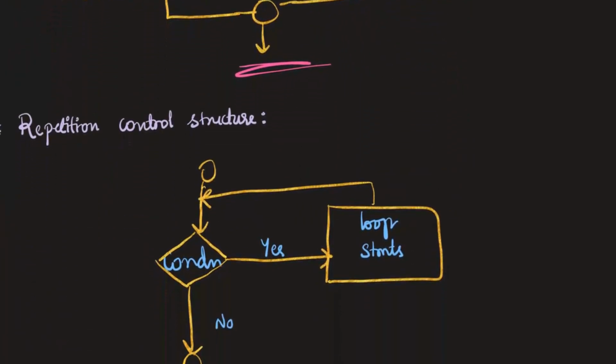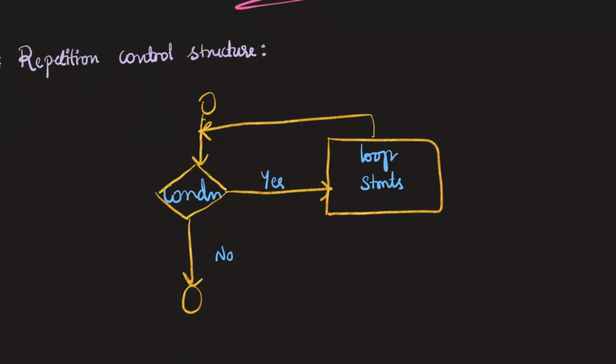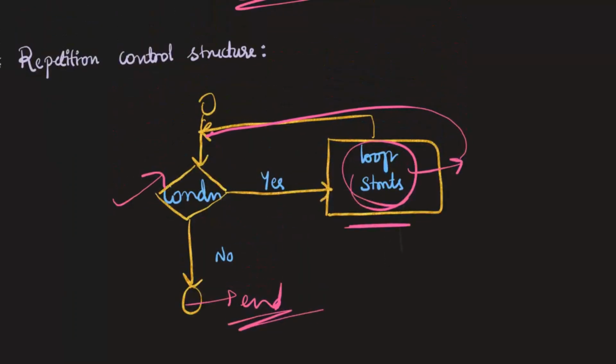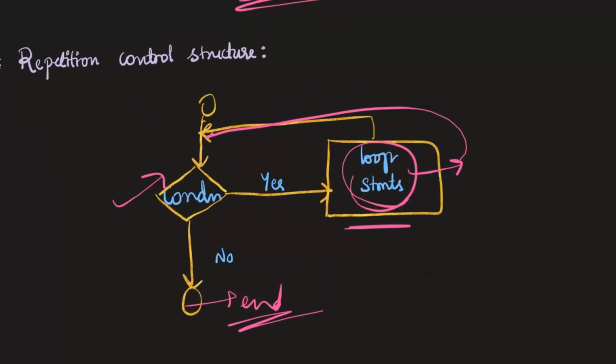Next is the repetition control structure. It is used for loops. Suppose you have a condition. If it is yes, then it goes inside a loop. Then after the loop terminates, it goes back and checks the same condition. So until this condition is false, this loop will be running. If it is no, then there would be no loop and it would directly end over here. So this is the repetition control structure.